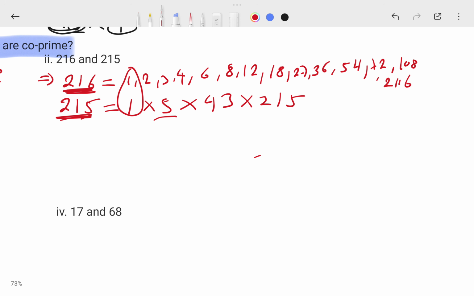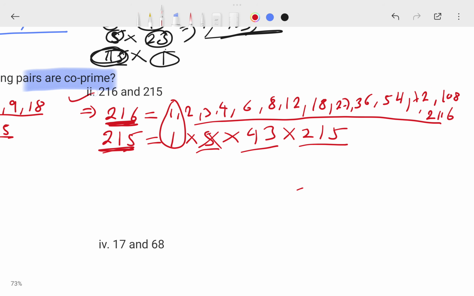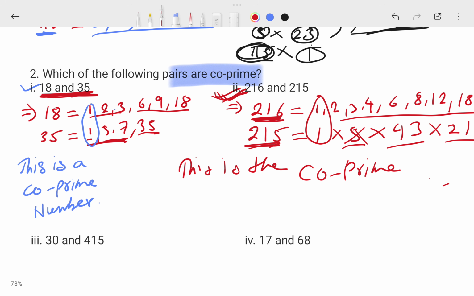After that, 5 is in this factor list, but not there. 43 is there in this factor list, but not there. Is 215 there? Not there. So it means these numbers have only one common factor, and if they have one common factor, then they are co-prime numbers. So you can write that these are co-prime numbers. Okay, so these are the co-prime numbers.